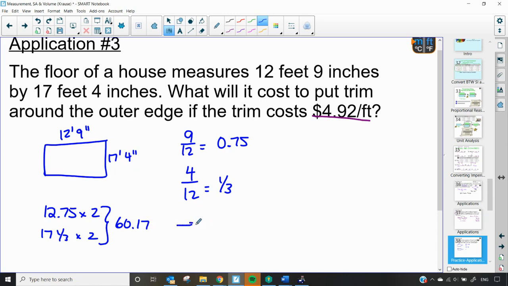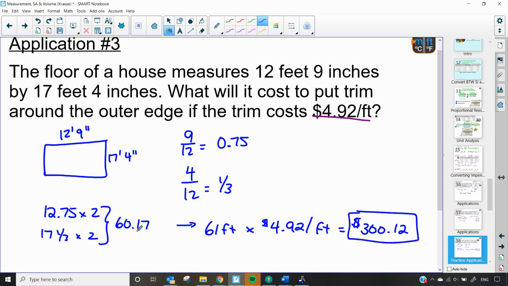So we probably are going to have to walk into that hardware store and ask for 61 feet at $4.92 per foot. So 61 feet times $4.92 per foot will cost us $300.12. Now, if we had used the exact measurement of 60.17, it would have cost about $296. But when we're dealing with these kinds of measurements, we're going to have to round up because we can't walk into a store realistically and ask for exactly 60.2 feet.